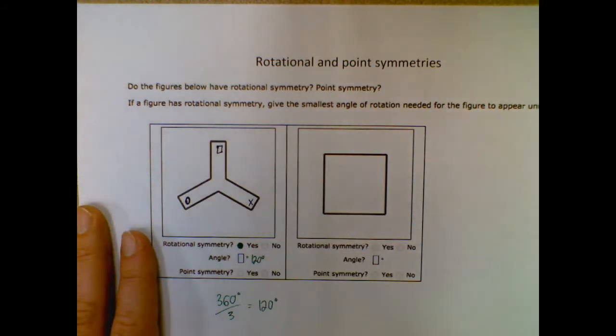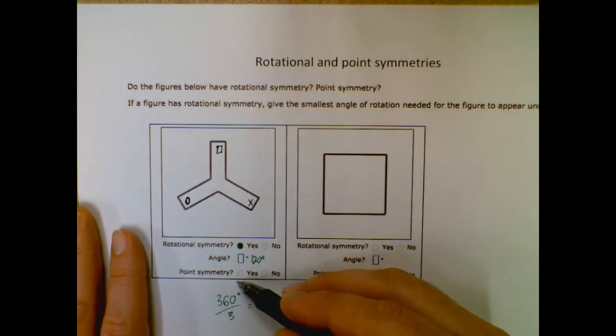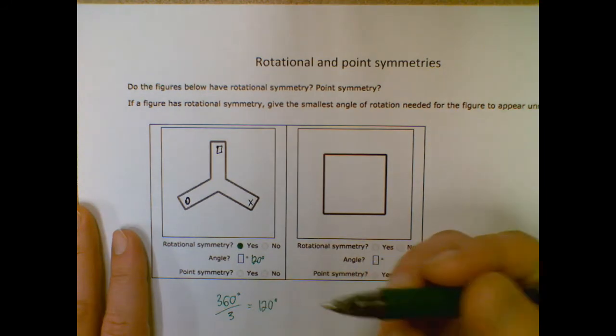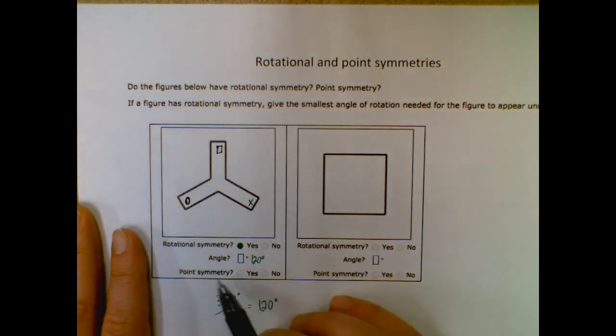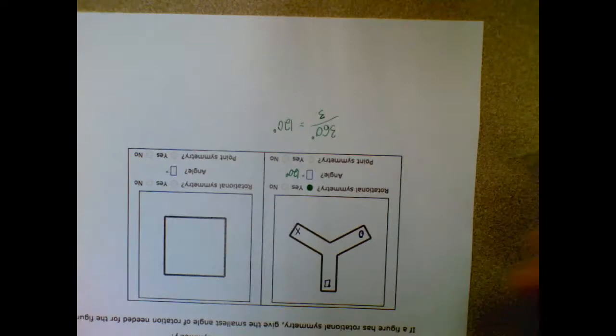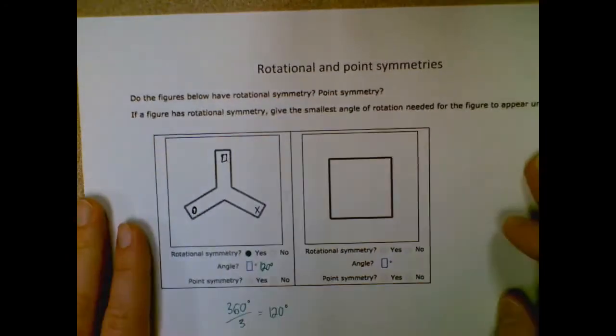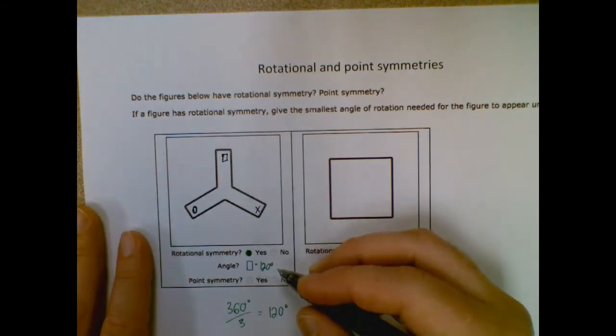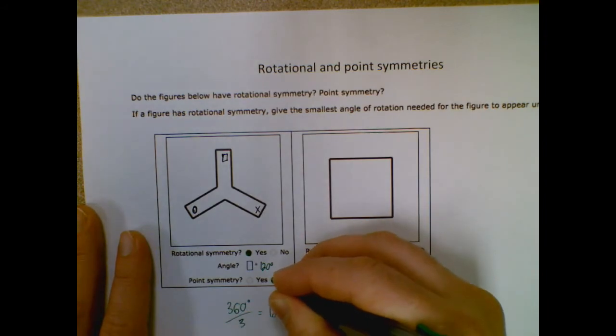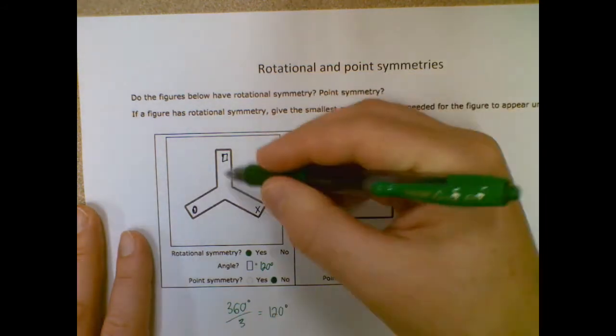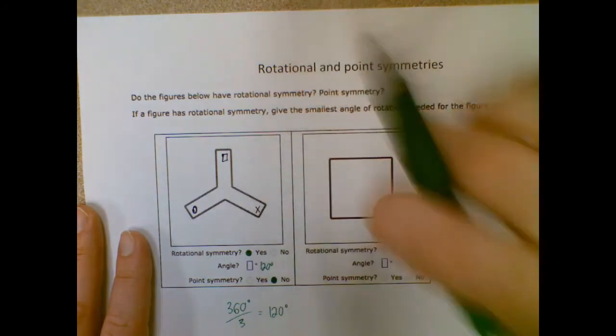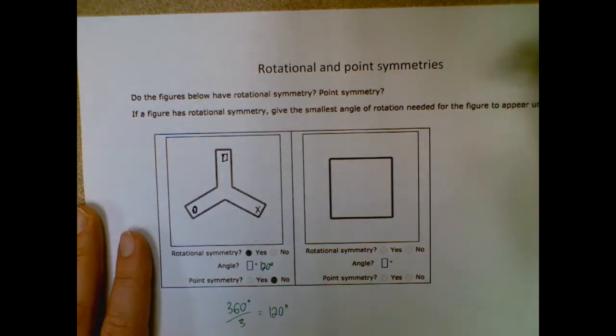Okay. Now point symmetry is more or less, it's kind of an odd note, but it's basically saying if I flip my page over, does it look exactly the same? Which we sometimes call 180 degree symmetry. And the answer for this one is no. Because as I flipped it over, this looks like an upside down Y. If I flip the page over, it looks like a right side up Y. So they're not exactly the same.